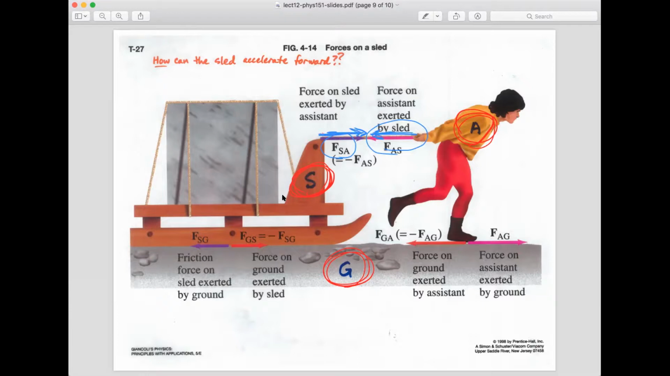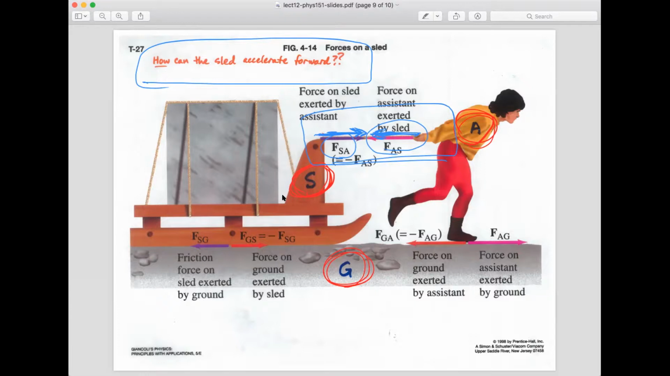Okay. Well, then you might ask yourself, if this is always true, if the assistant pulls forward with 100 newtons, the sled pulls backward on the assistant with 100 newtons. If the assistant pulls forward on the sled with 200 newtons, the sled pulls backward on the assistant with 200 newtons. If this happens, no matter how hard the assistant pulls on the sled, how can anything ever move, right? Won't the sled just always keep pulling backward on the assistant with the same equal amount of force, and nothing will ever budge, right? Well, okay, there's two ways to think about the answer to this, two aspects to the answer.